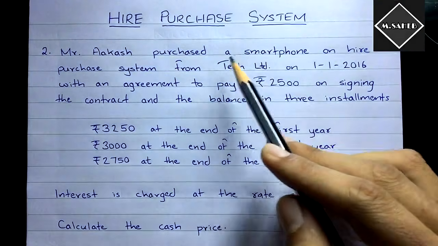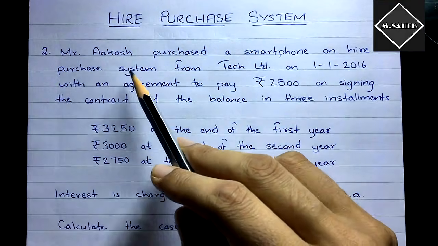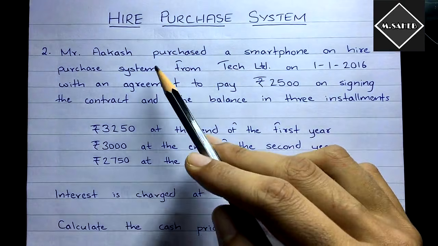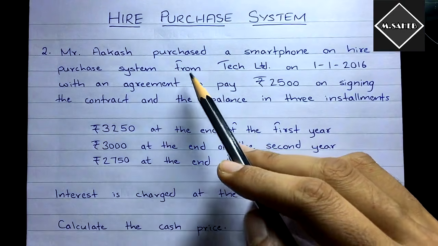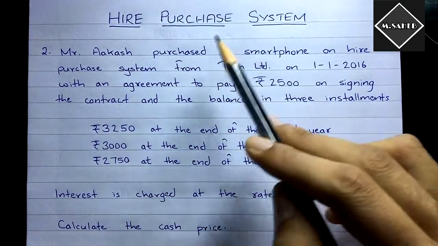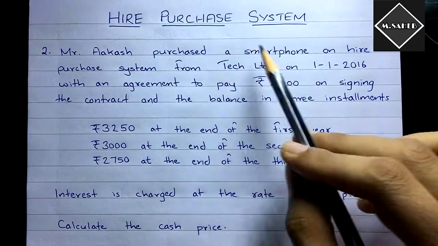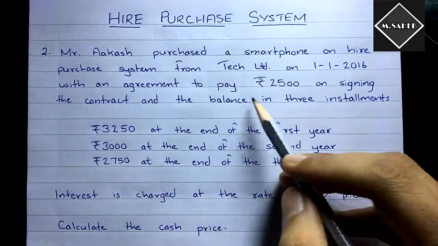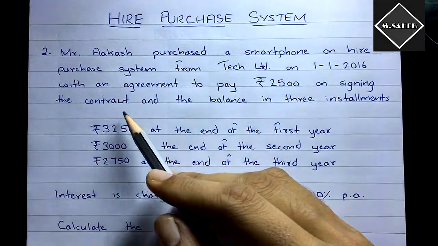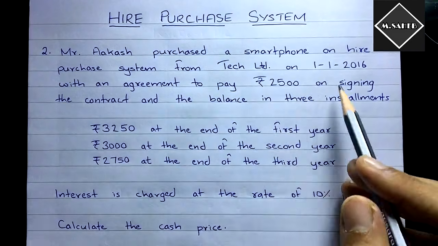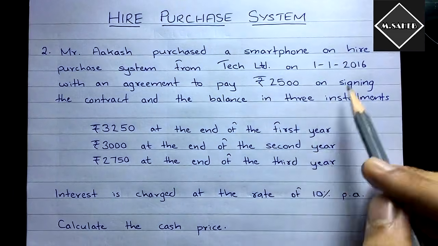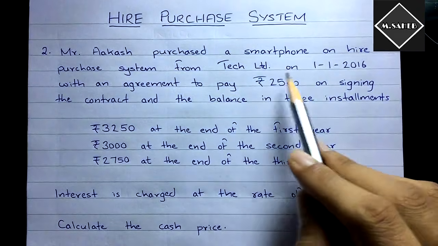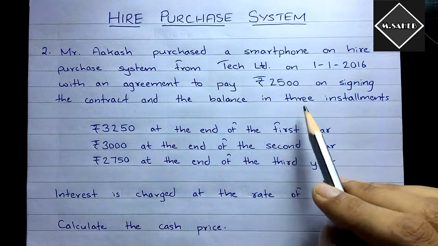Mr. Akash purchased a smartphone on hire purchase system. So Mr. Akash is who? Mr. Akash is the hire purchaser because he is purchasing under hire purchase system from Tech Limited. Now this Tech Limited is the seller under hire purchase system, so Tech Limited is the hire vendor, on 1/1/2016 with an agreement to pay rupees 2,500 on signing the contract. So the amount paid on signing the contract at the beginning of the contract is called the down payment or an advance. All right, this is called down payment, and the balance in 3 installments.